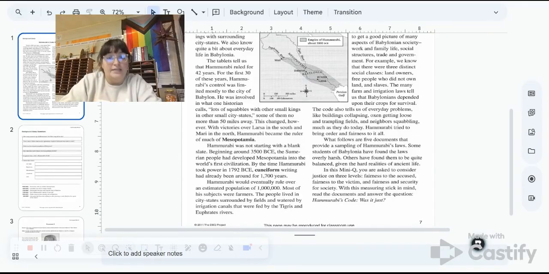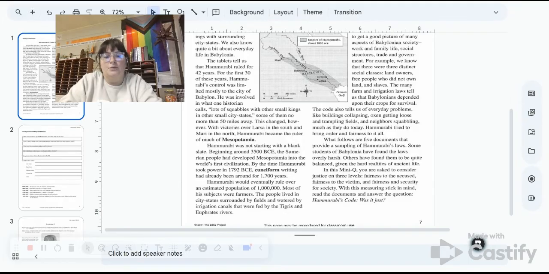We talked about those city-states. He was involved in what one historian calls lots of squabbles with other small kings in other small city-states, some of them no more than 50 miles away. This changed, however, with victories over Larsa in the south and Mari in the north. Hammurabi became the ruler of much of Mesopotamia.